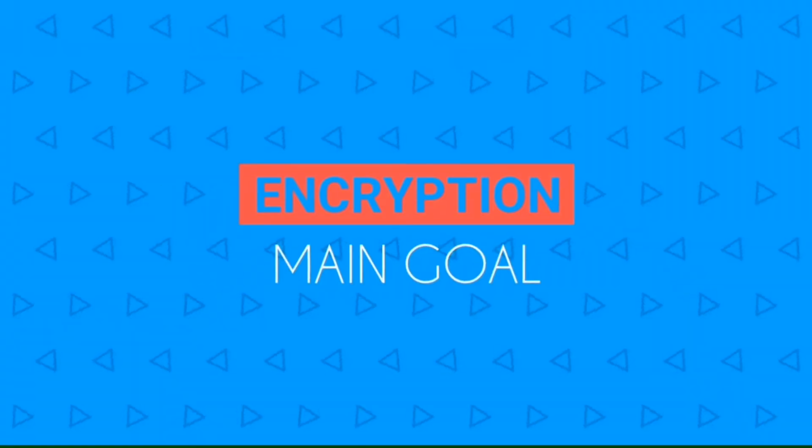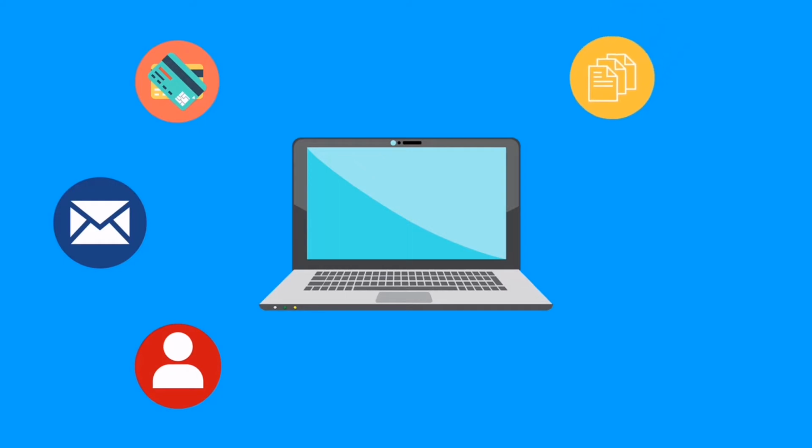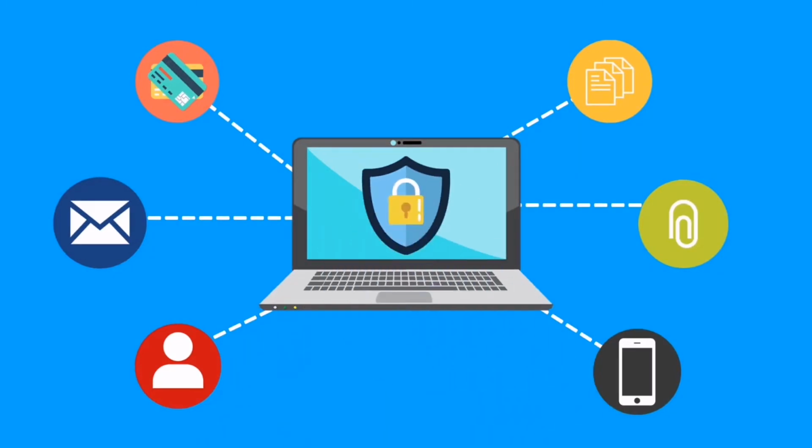So, what is encryption's main goal? Encryption's main goal is to safeguard data from an unauthorized individual who wants to read or obtain information from a communication that was not intended for them. So, encryption improves security.